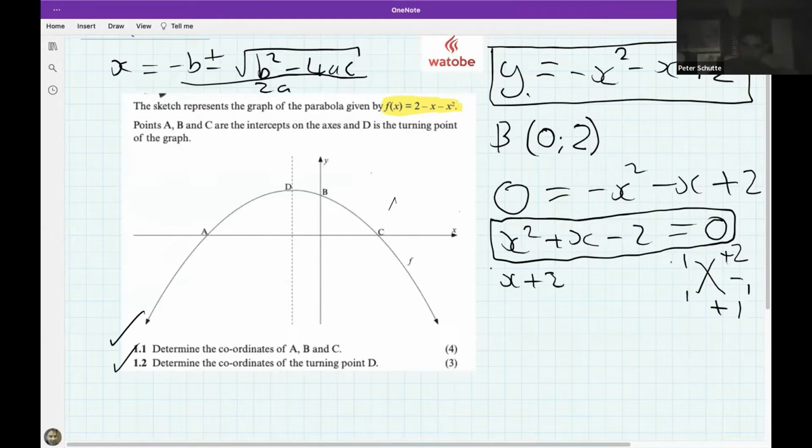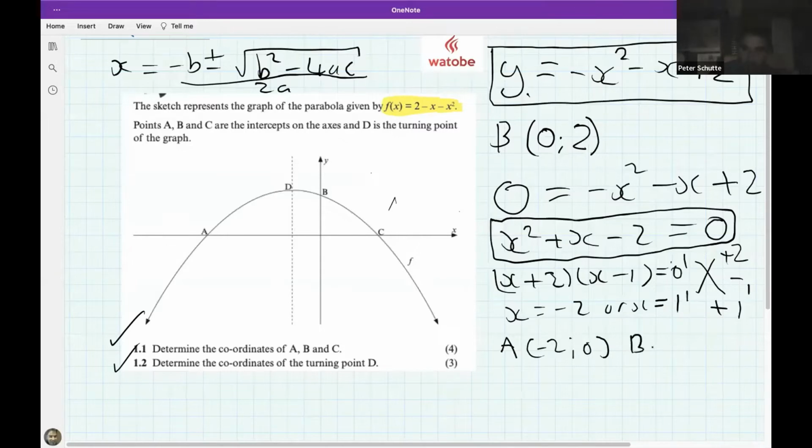So I'm doing a factorizing one just because I hadn't done that many recently. But we should get x is -2 and x is 1, but now I need to give full coordinates, and A is going to be -2, 0, and then B, not B, it's going to be C.